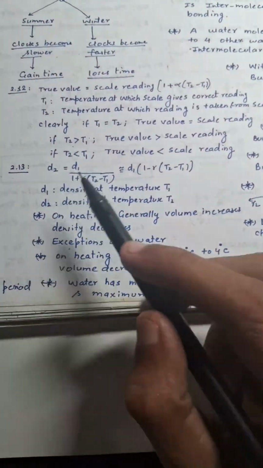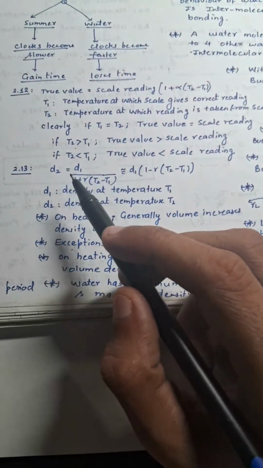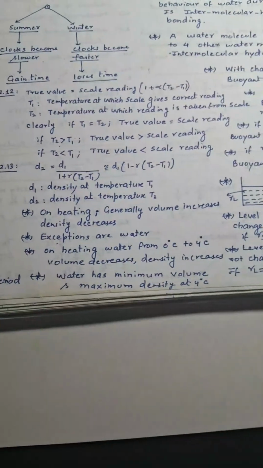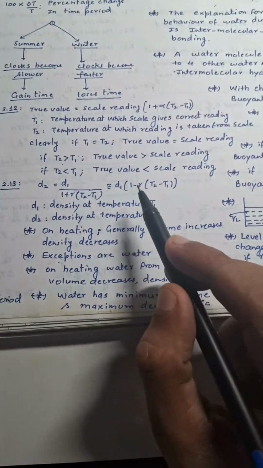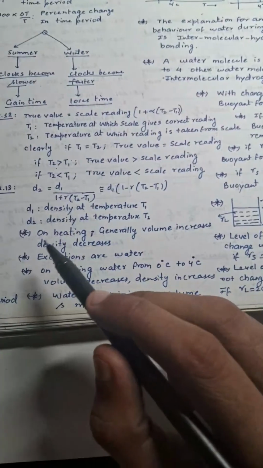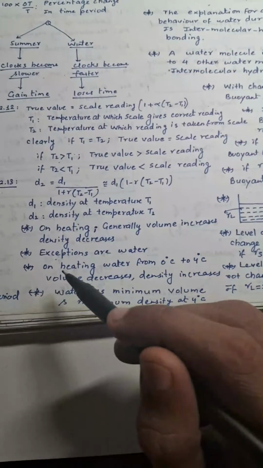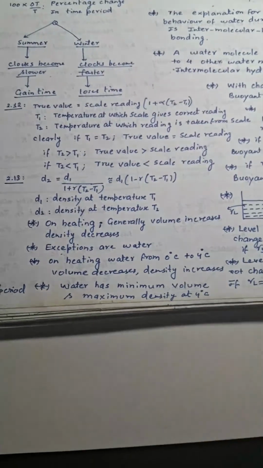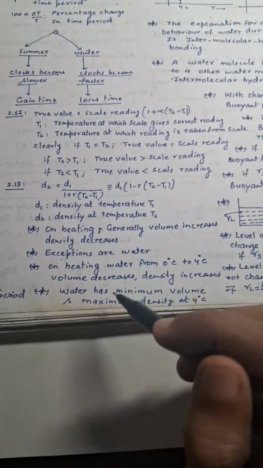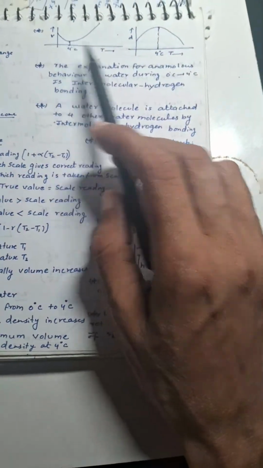Now we have another discussion on variation of density of a liquid with temperature. Density varies as d2 is d1 upon 1 plus gamma (t2 minus t1). This is simplified as d2 is d1 times 1 minus gamma (t2 minus t1). And the concept is that on heating generally volume increases, density decreases. Some exception is water, because on heating water from 0 to 4 degrees volume decreases and density increases. It's because of internal hydrogen bonding, and it has minimum volume and maximum density at 4 degrees centigrade. This is the variation of the volume and density.